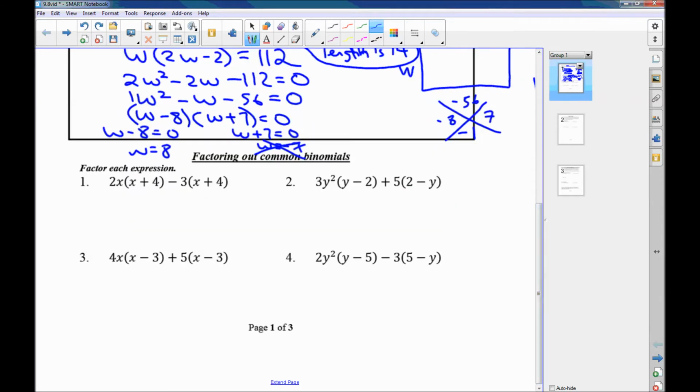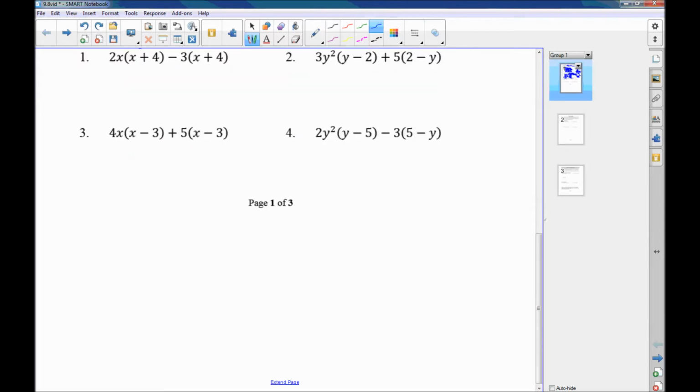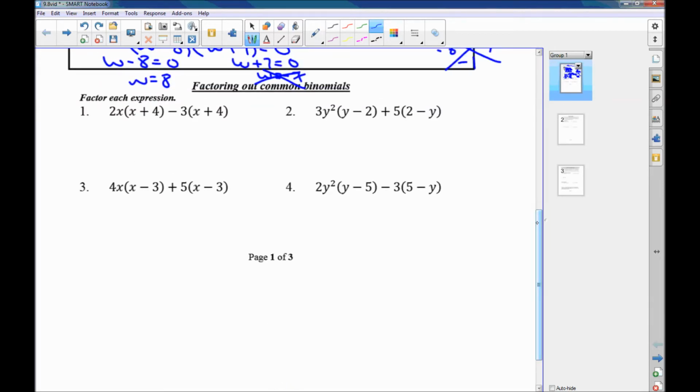So if you look at each expression here, we have a binomial that's the same in both. Inside of those expressions, we have x plus 4 and x plus 4. That's the common binomial. So if I factor out x plus 4, that means undistribute it from those two terms. What's left behind is 2x minus 3. So I take out the x plus 4, and you can see what's left. It's 2x minus 3.